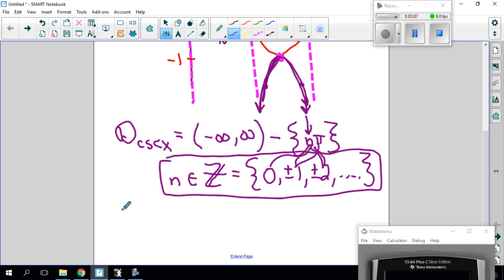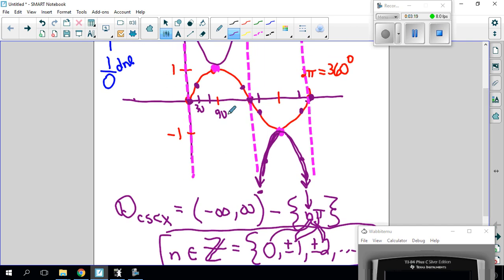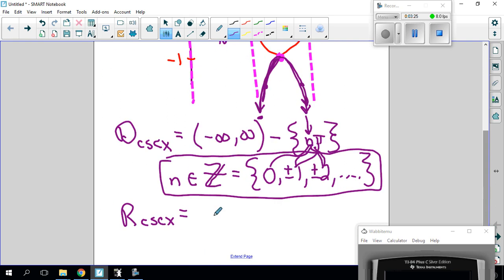Anyway, range is kind of fun. Range is always easy. Just look at the graph. It's the y values. First y value is at -infinity, cruises up to -1, and hits -1. Then you have this no at 1. Yes, 1 to infinity. So it's -infinity all the way up to -1, inclusive, union 1, inclusive, to infinity.